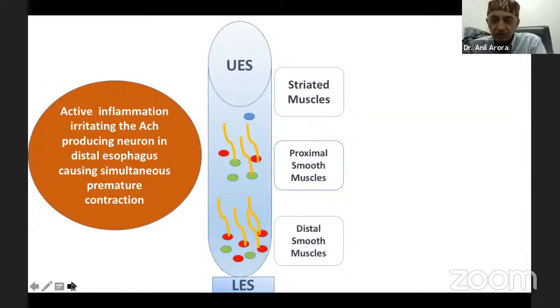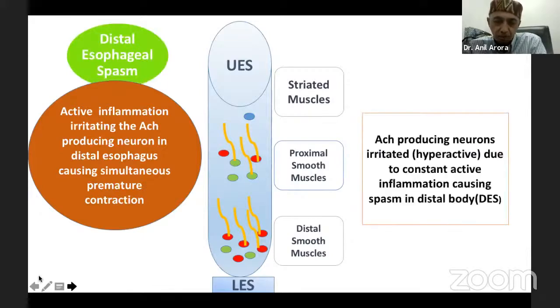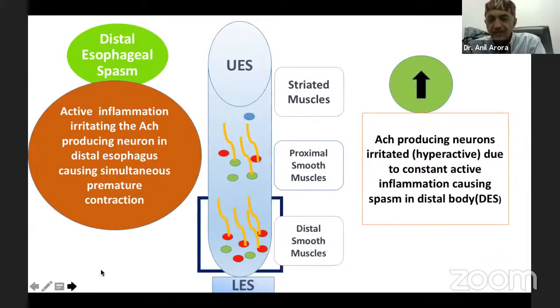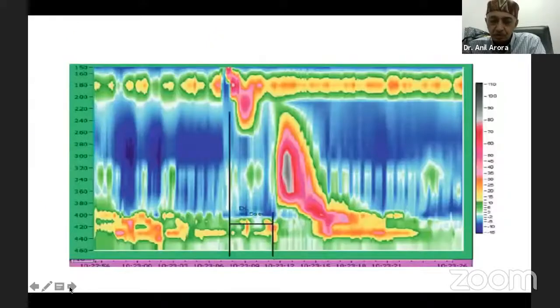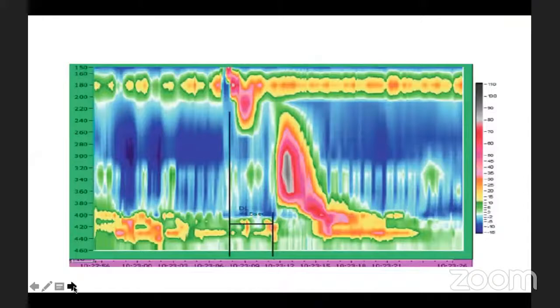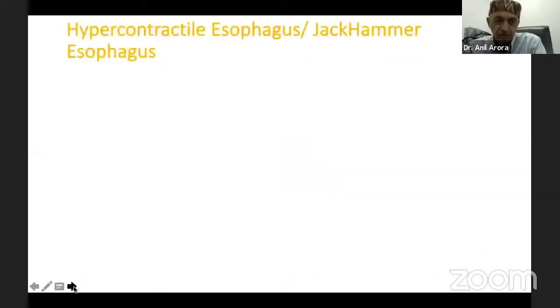And how do we see it? In distal esophageal spasm, what happens is that you have acetylcholine producing neurons which get hyperactive in the distal esophagus because of the decreased counteraction by the nitric oxide producing neurons, which are becoming dead in presence of a normal LES. So this is what typically happens. So you have a normal relaxing LES, but there is a premature contraction, that is a distal esophageal spasm.